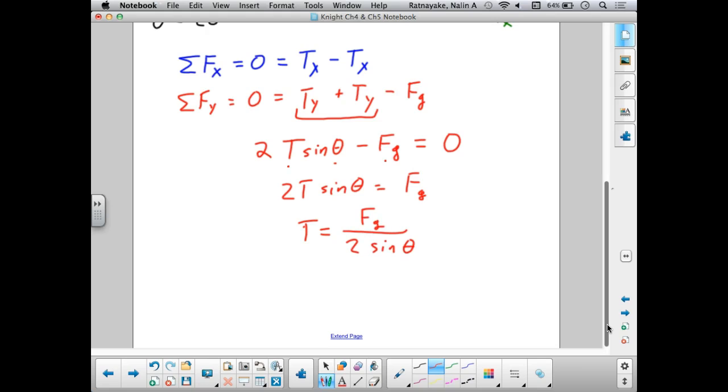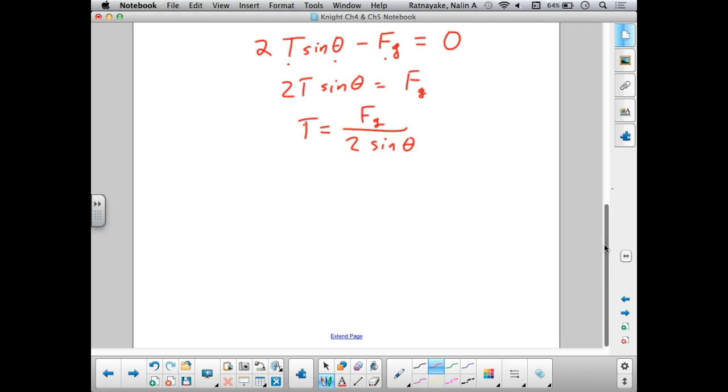over 2 sine theta. Remember, we want to solve it symbolically before we plug in any numbers so that we can see relationships between variables. So T equals Fg over 2 sine theta, and I don't know what Fg is. I have to put it in terms of what I know. So let me make one last substitution. I know that Fg, the weight, is equal to the mass times the acceleration due to gravity. So I finally can express this. The tension in the rope should be equal to mg over 2 sine theta.